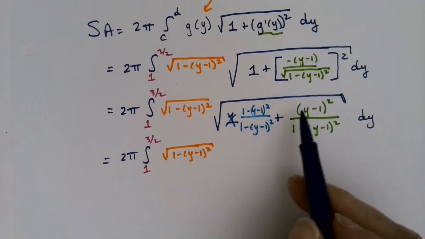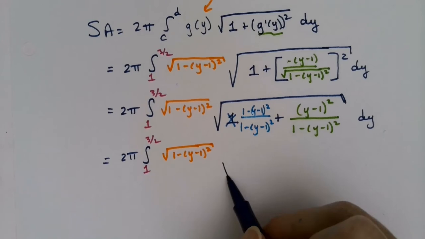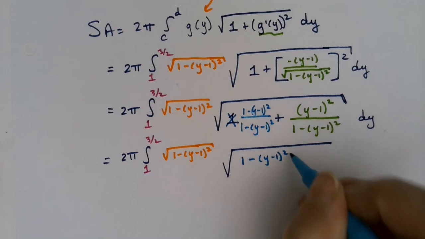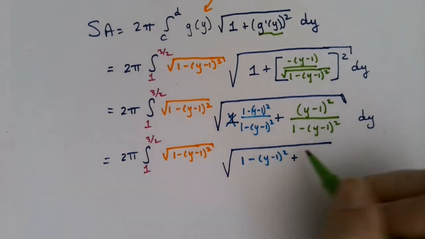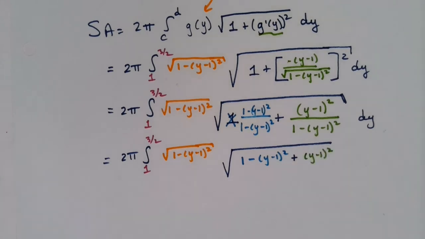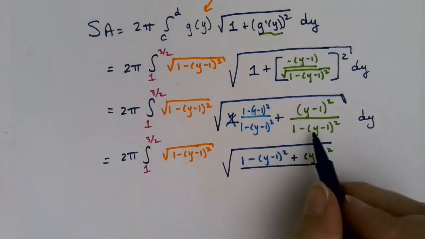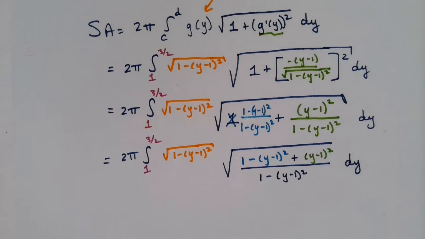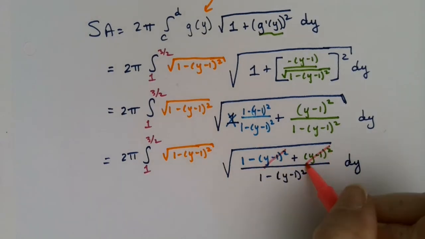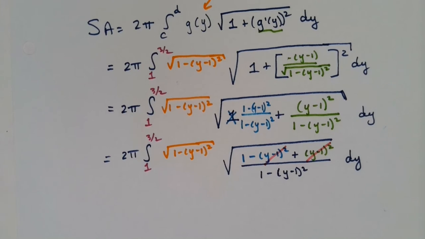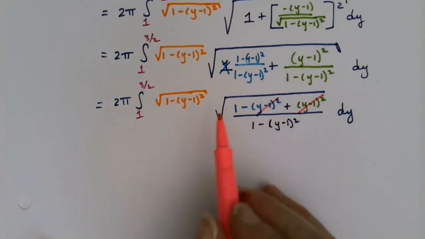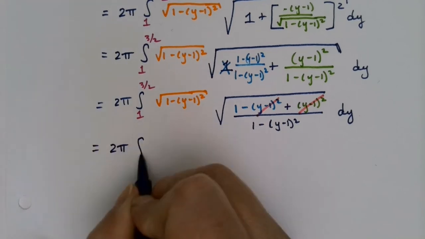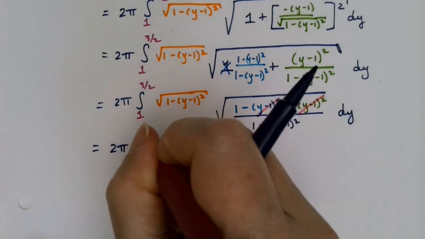And then underneath here, it's 1 minus y minus 1 squared. Let me write it out. It's 1 minus y minus 1 squared plus y minus 1 squared, all divided by that common denominator of 1 minus y minus 1 squared dy. Now, why did I do that? Well, because minus y minus 1 squared plus y minus 1 squared adds to 0, and then I'm left with the square root of 1 on top, and the square root of 1 is 1. So, one more time, this is 2 pi integral from 1 to 3 halves.